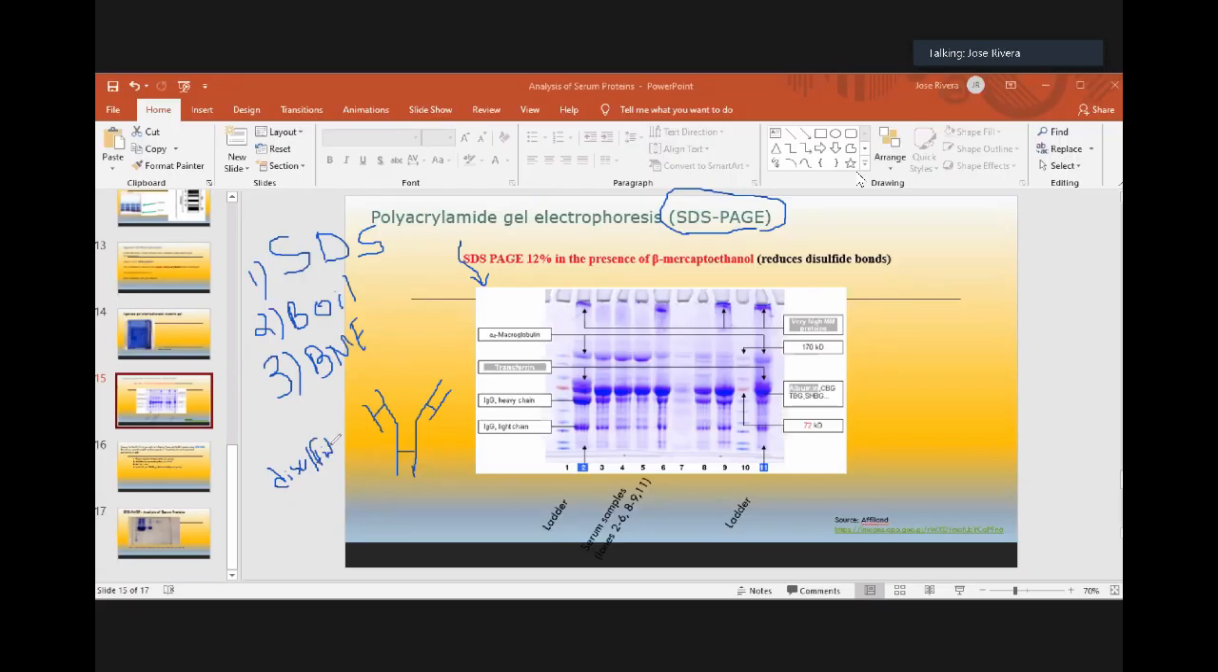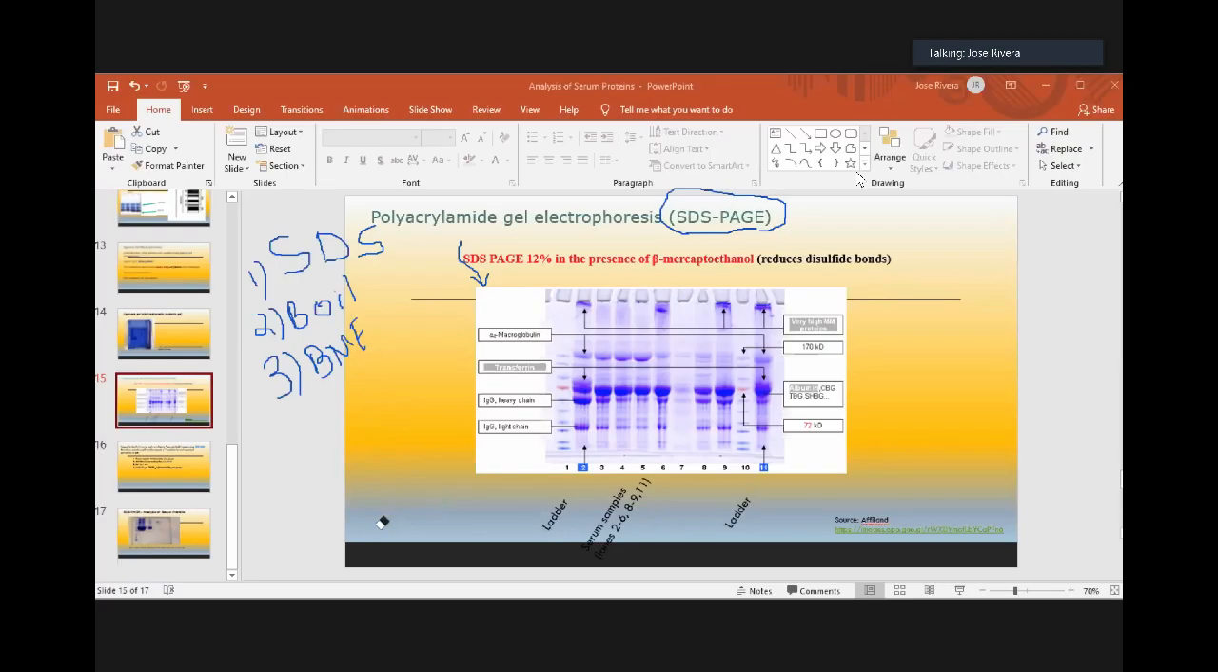Okay, so these are going to be broken by the BME. So you do all of these three things, you get proteins that are completely unfolded, and then they're separated. So you're going to have the heavy chain, and then you have the light chain. And they're going to migrate according to size here. So remember the previous one, they migrated according to charge, right?